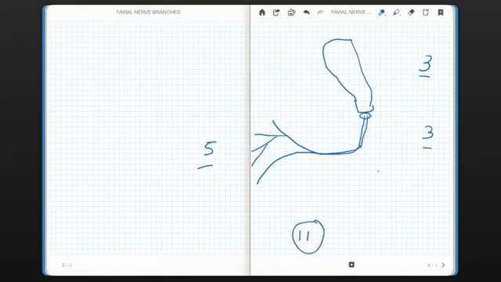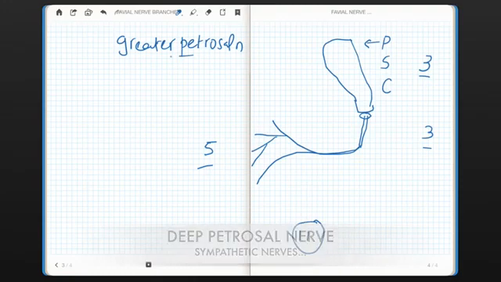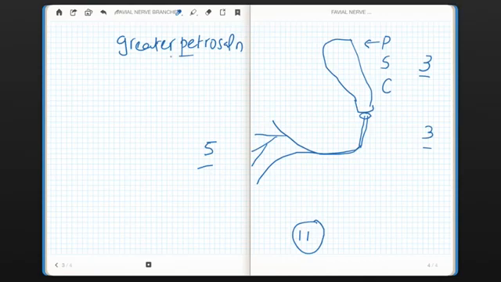Now how to remember these branches? So first, the three branches within the petrous temporal bone. For that there is a mnemonic you need to remember: P, S and C. So this P stands for greater petrosal nerve. Now this nerve will join with the deep petrosal nerve to form the nerve to pterygoid canal, and that will end up into the pterygopalatine ganglion. Basically it is carrying preganglionic parasympathetic fibers for the lacrimal gland, nasal glands and palatine glands.